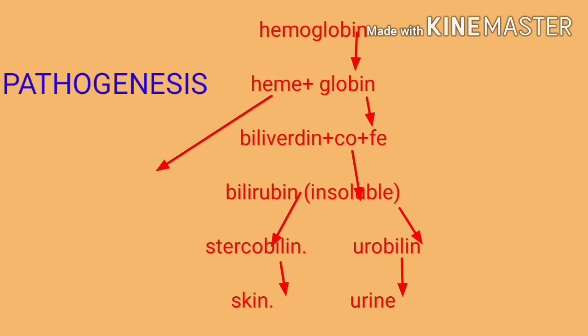If bilirubin is insoluble, then it is converted into stercobilin and urobilin. Stercobilin gives the yellow color to the skin and urobilin gives the color to the urine. In normal physiology, if bilirubin is soluble in water, then it is passed out through urine normally. But if it is insoluble, this pathogenesis occurs.